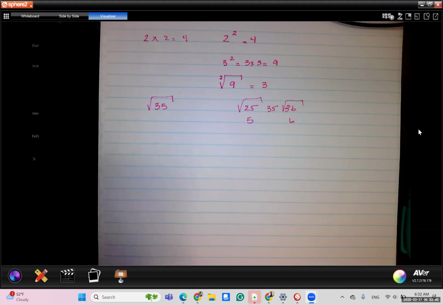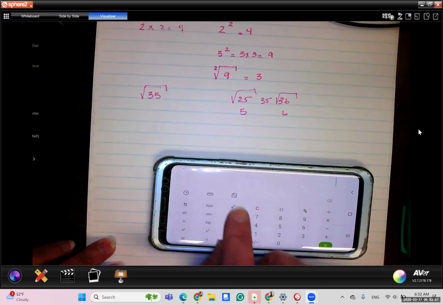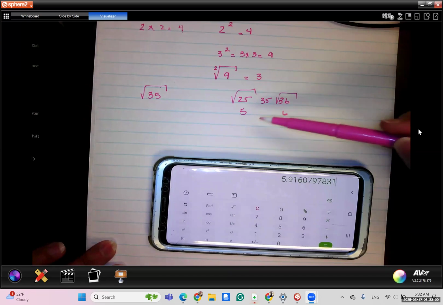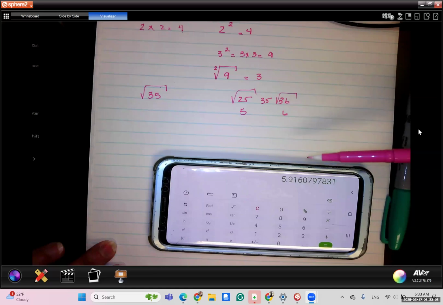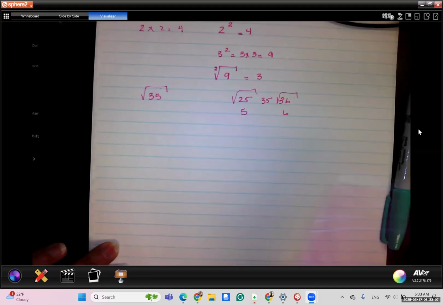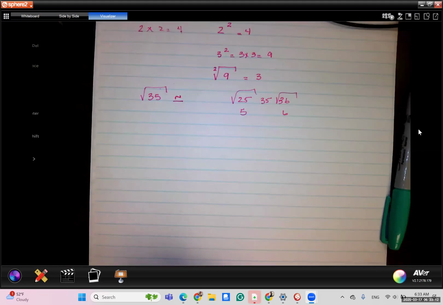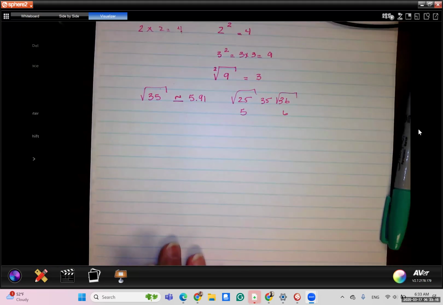But if we want to come close, we're either going to use a table. They have square root tables online. Or we're just going to take the square root of 35 on a calculator, and I can see that it's 5.9, which makes sense because we already determined that the square root of 35 is between 5 and 6. So it's 5.91 approximately, okay? We use a little symbol like this, which means almost equal to, not quite, and it will be 5.91.